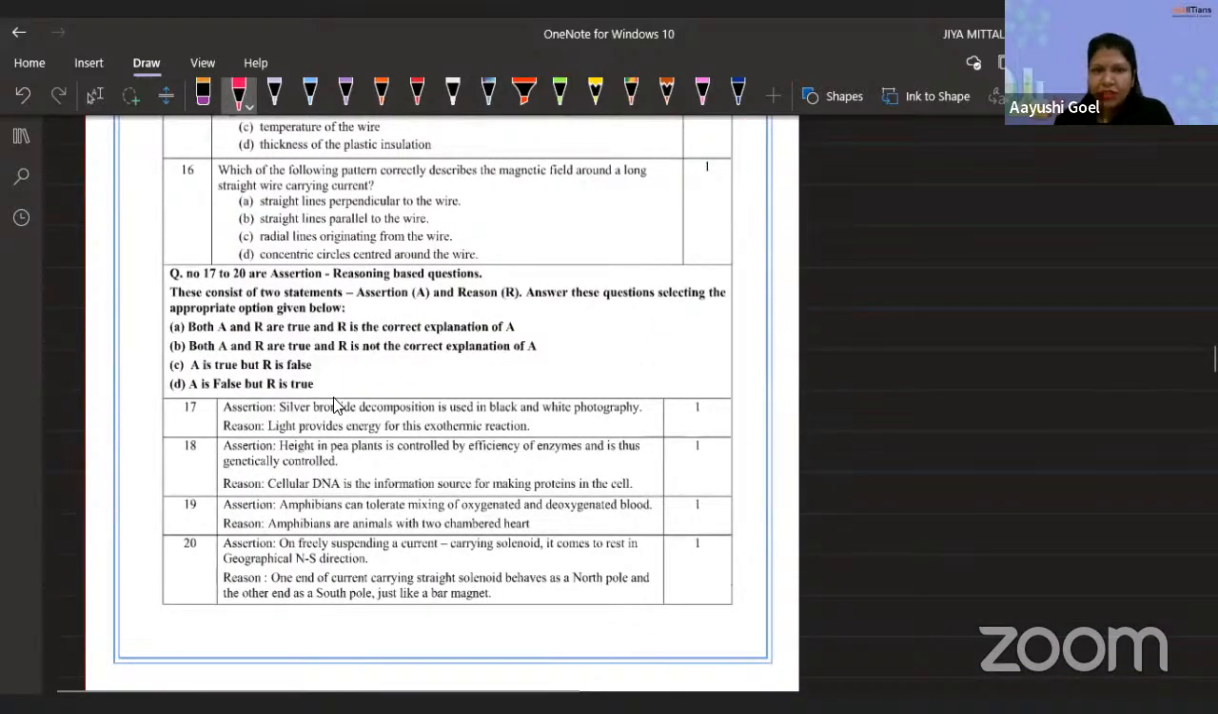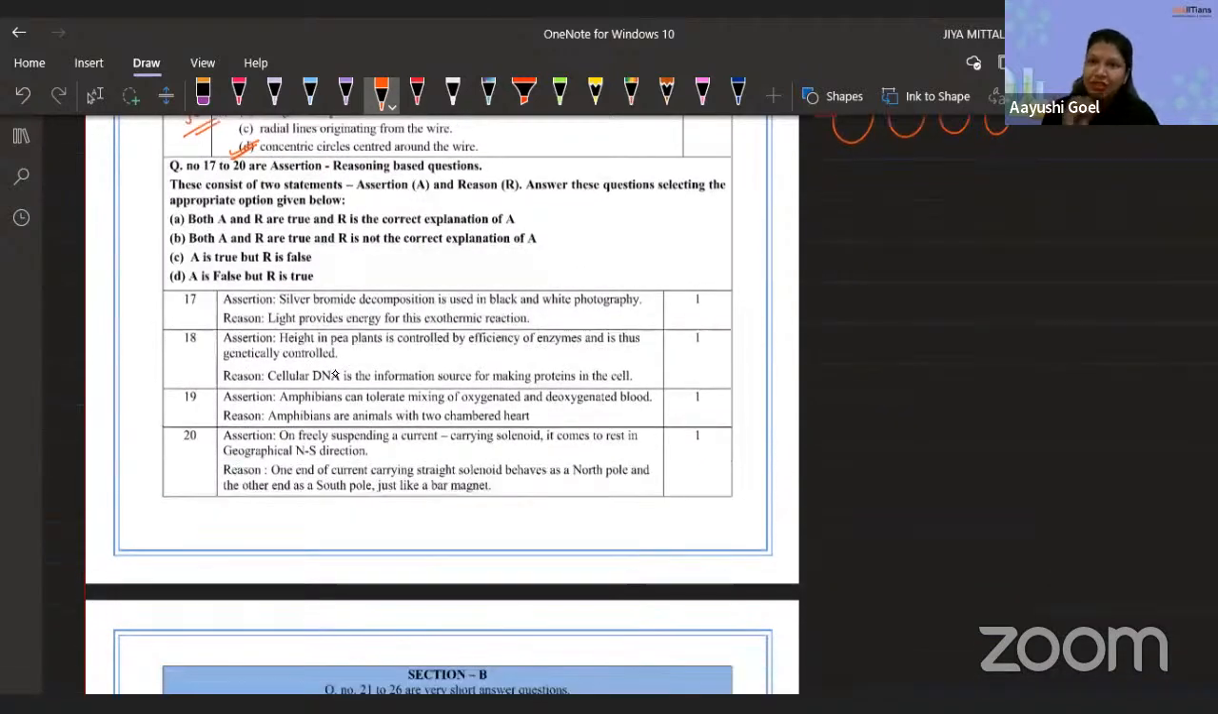Similarly, let's go with question number 16. Which of the following is describing the magnetic field of a long straight wire carrying current? So we all know that if the long straight wire is there, then the magnetic field will be in concentric circles around the wire. That is the reason, that is a fact. So you'll be finding some fact-based questions also.